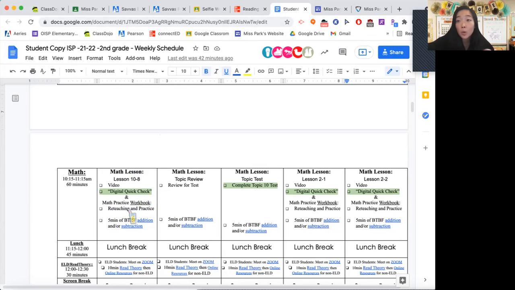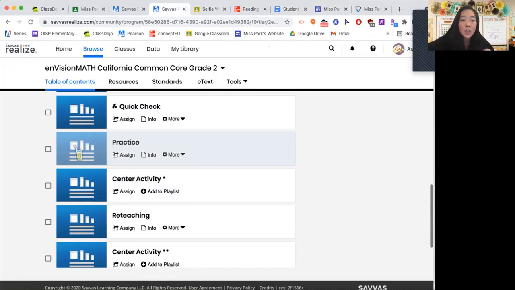However, your parents might require it. Your parents might say, okay, well, even if Ms. Park's not checking it, I'm going to be checking it. So if your parents are requiring you to do it, then you must complete it. Let's look at your practice page now.